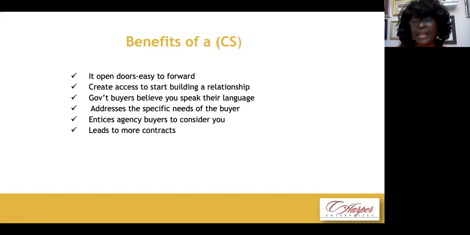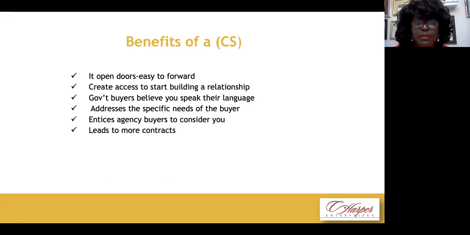You have to have relationships in the government space. So this is one of the first things we need, a capability statement, so we can develop a rapport, a relationship with other agencies, other people, other teams. The government buyers believe that you speak their language. When they see a healthy capability statement that's aesthetically pleasing with the right information on it, they understand you speak their language. And then it addresses the specific needs of the buyer.